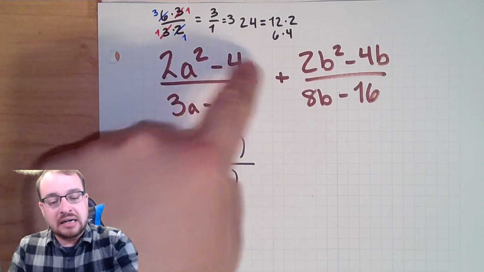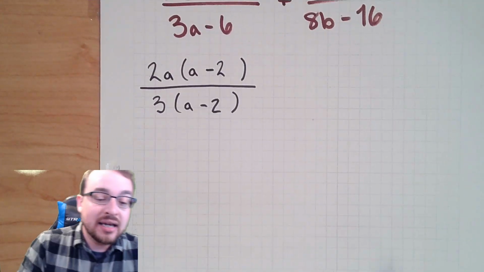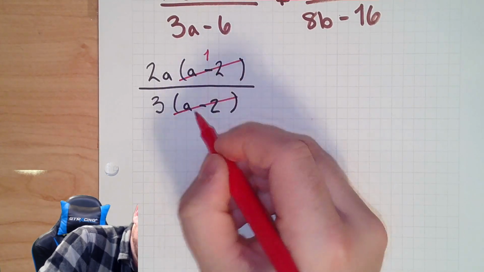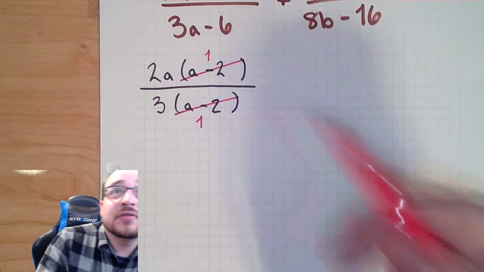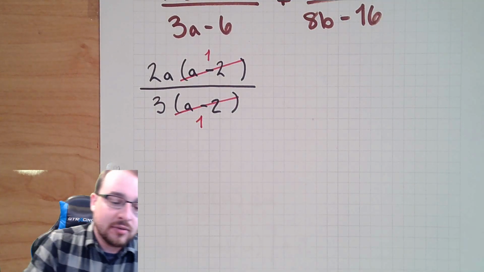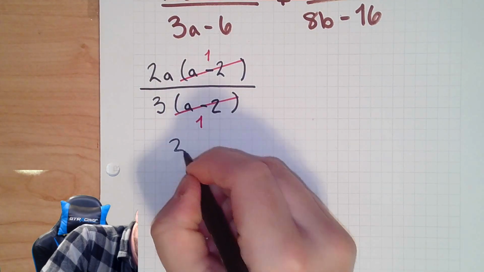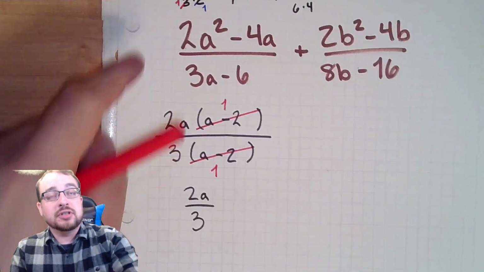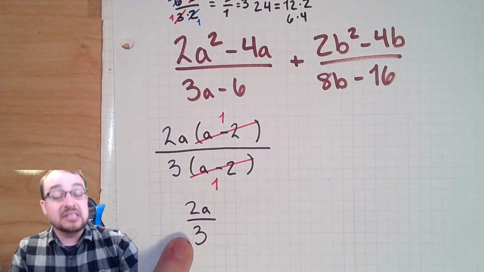We can't just divide out an A, and you'll see that in a second, but we can divide out an A minus 2 from everything. Anything divided by itself is 1. Here, nothing else divides out. And so what I'll write is I'll write 2A times 1, which is just 2A, and 3 times 1, which is just 3. So this first term here all simplifies to this.